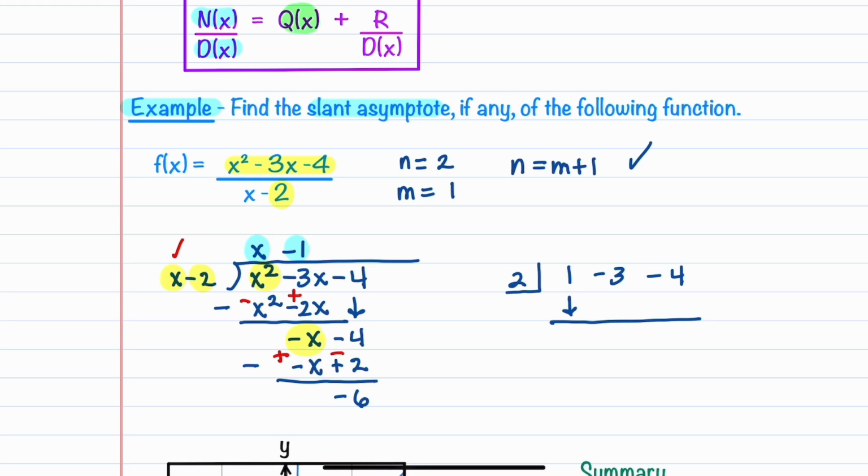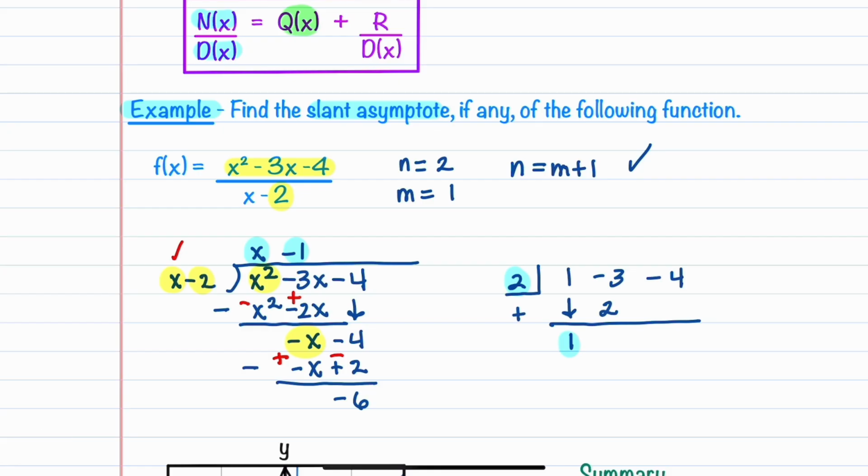Our 1 comes down. Now we multiply. We're going to multiply 2 times 1, and we get 2. And then we're going to add, and we get negative 1. Minus 3 plus 2 is negative 1. Then we're going to multiply 2 times negative 1, and we get minus 2. And we're going to add those, and we get minus 6. And this part here is our x minus 1. We can say that f of x is equal to x minus 1 minus 6 divided by x minus 2.